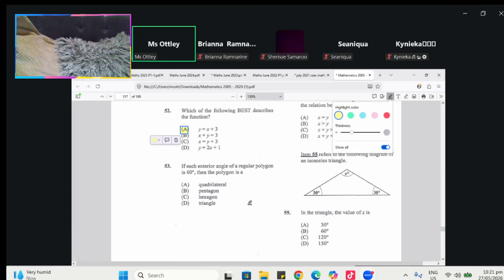Each exterior angle of a regular polygon is 60 degrees. Then the polygon is a hexagon. C. That is correct. Remember, the sum of the external angles is 360 degrees. So if we were to work it out, we would multiply the number of sides by 60, and whichever gave us 360 degrees would be our answer, which is 6 by 60 is 360. We okay?